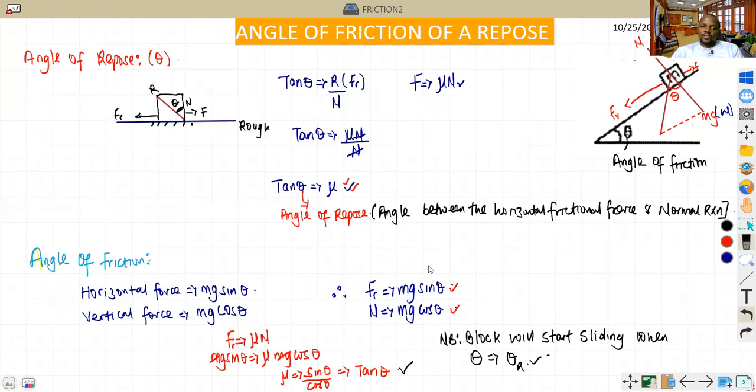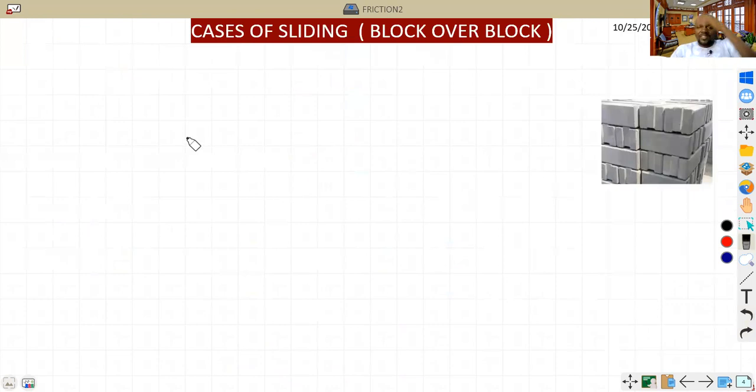I think the next phase should be the last phase, which is the one for the advanced level students, which is the cases of sliding. Now, a very, very cool one here. That is the cases of block over block, which is the last phase for these friction cases. Now, this is more or less like what we have discussed, but we need to discuss this well, because it's just a simple concept, though, but it requires understanding.